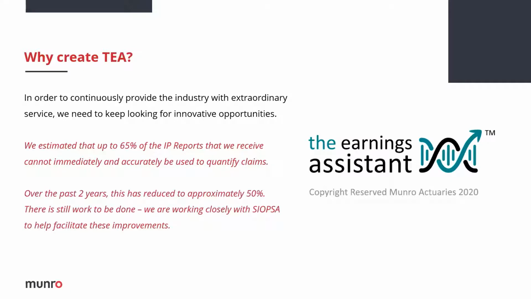What is good, however, is that over the past couple of years, we've been working quite closely with IPs and some of the formal bodies, SIOPSA and SUMLA, to try and improve this situation. And it is positive that the amount of unclear reports has reduced from 65% a couple of years ago to around 50% right now. However, there's still quite a bit of work to be done, and that's something we're actively working on, and we're hoping the earnings assistant will help to further improve it.